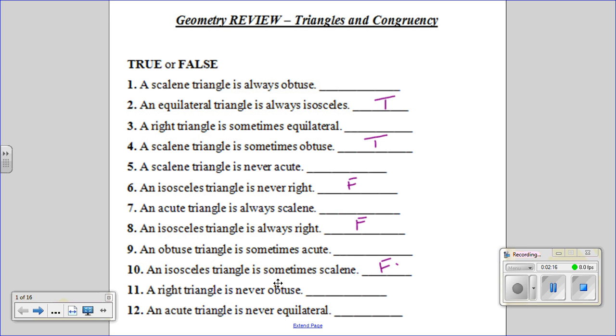Number 12, an acute triangle is never equilateral. That's false. An acute triangle can be equilateral sometimes. It's not always, but sometimes.